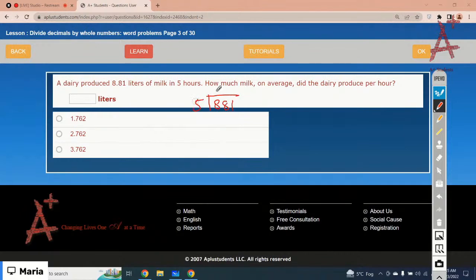881 divided by 5. 5 times 1 is 5. 3, bring 8 down. 5 times 7 is 35. So 8 subtract 5 is 3. Bring the next digit down. 5 times 6 is 30. Put a decimal point over here. And 5 times 2 is 10. So it would be 1.762.